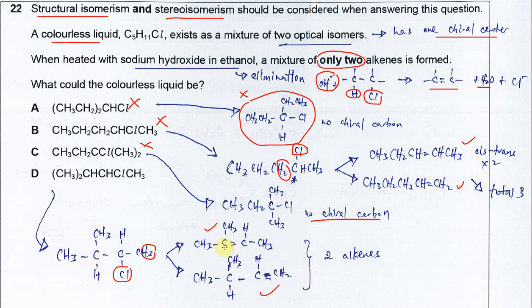For these two, this carbon has two same groups, so it cannot form cis-trans. And this carbon has two hydrogens, so it also cannot form cis-trans. That's why it can form two alkenes only. So the answer is confirmed to be D. Thank you.